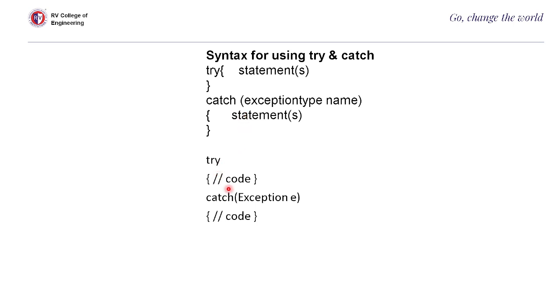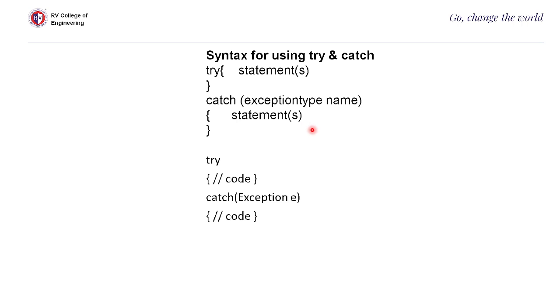So this is the syntax: try, open curly bracket, close curly bracket, then catch. Then we have to pass one parameter, that is an object. What kind of exception we are going to handle, that is called a class. So we have to pass the object as a parameter. Then inside that we can specify some statements to handle those exceptions.